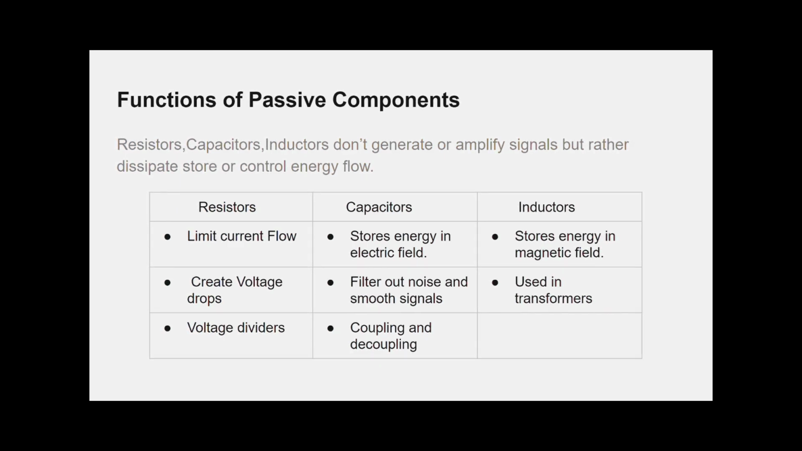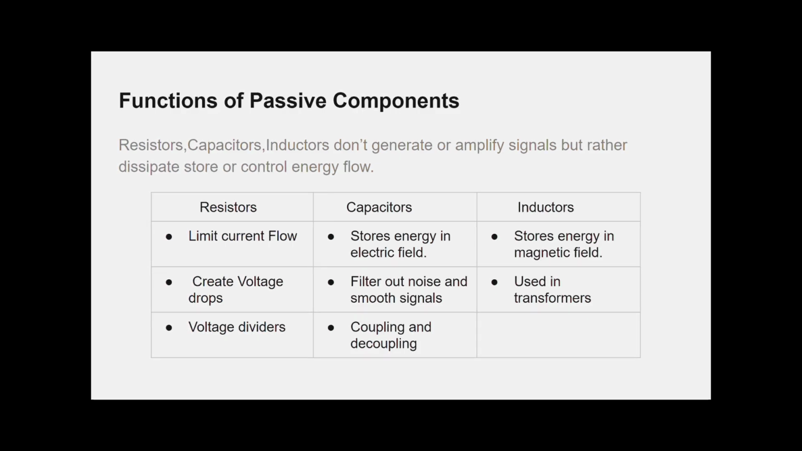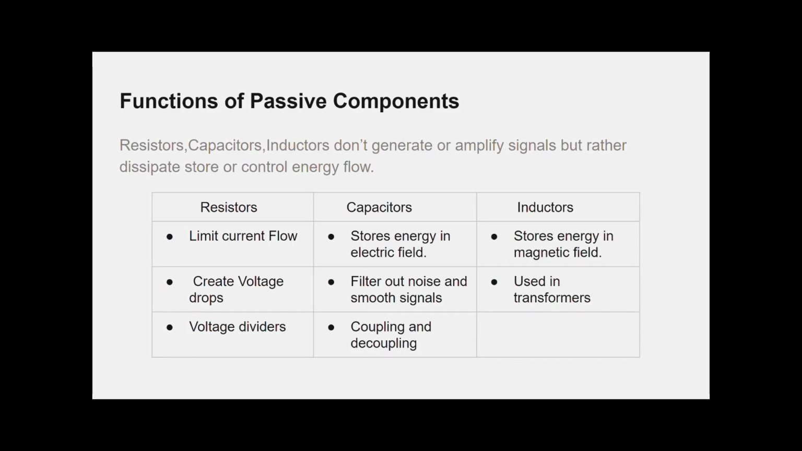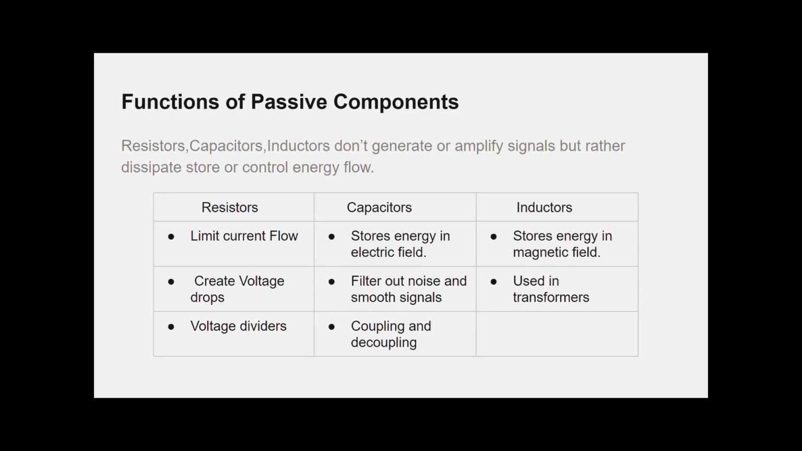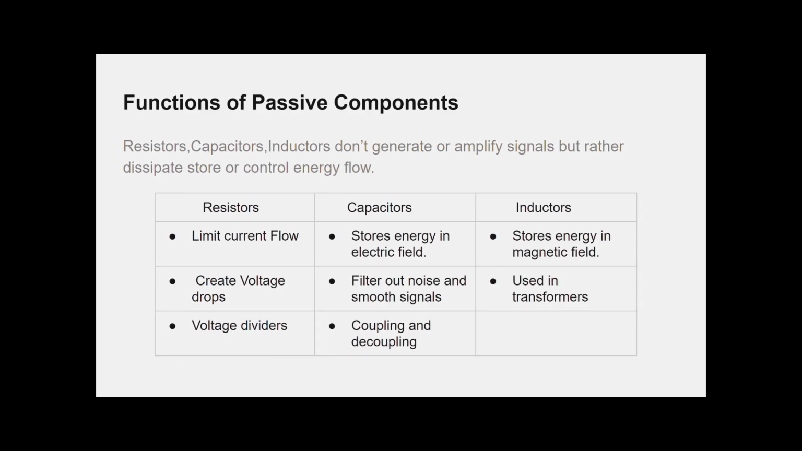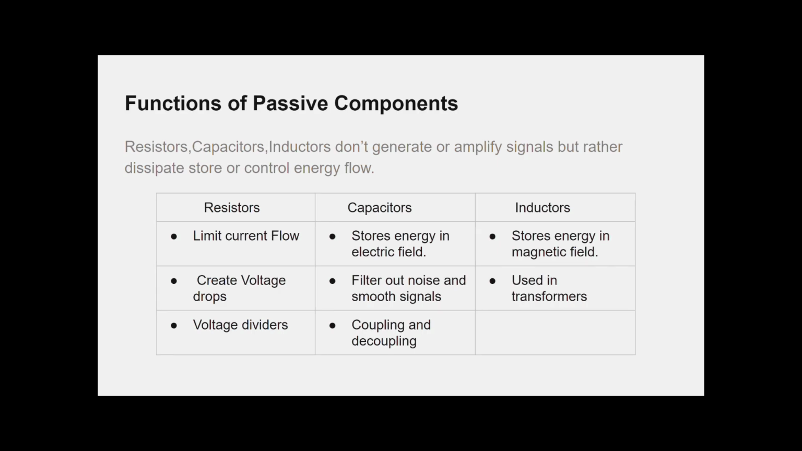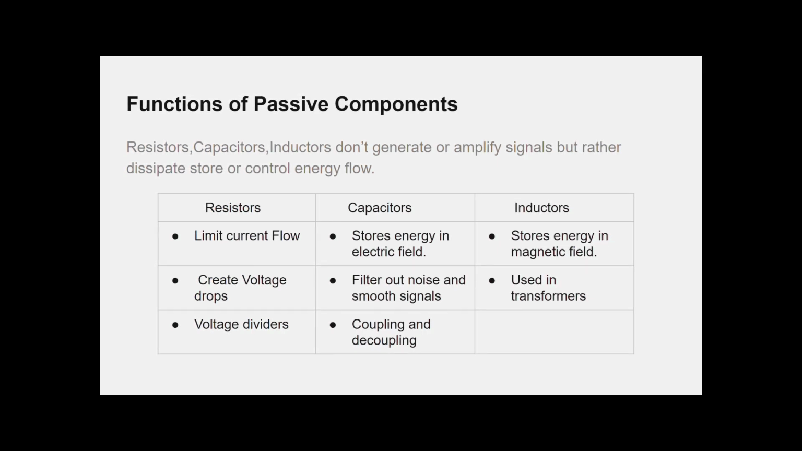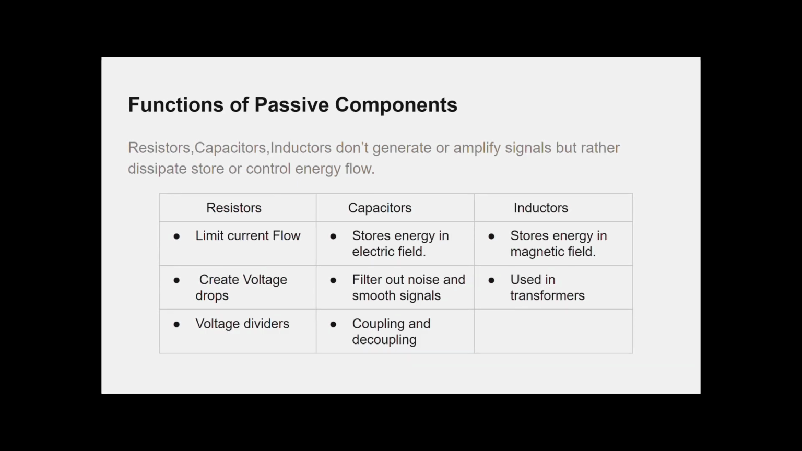Coming on to another passive component, which is capacitors, they can store electrical energy and release it when needed. They are used in signal conditioning and filtering, means they can filter out noise and send smooth signals. They are used to couple signals between different stages of a circuit or to decouple alternating current signals from direct current signals. This happens in case of coupling and decoupling capacitors.